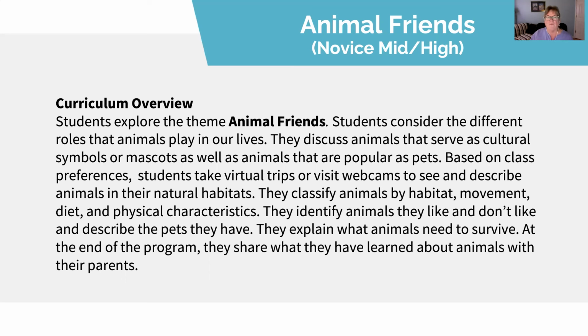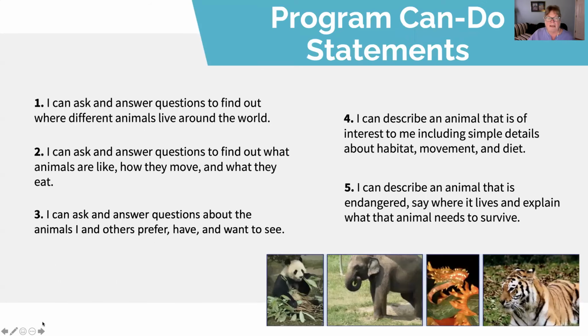And you're looking at the overview and you're saying, I've read the overview. They are going to consider animals, the roles they play in our lives, and they're going to look at cultural symbols and mascots as well as pets. They're going to maybe go on some virtual field trips or visit webcams to see and describe animals in their natural habitat. They're going to classify by habitat, movement, diet, physical characteristics. They're going to talk about their likes and dislikes as well as their pets. They might get into what animals need to survive and why they're endangered and what we can do to help.